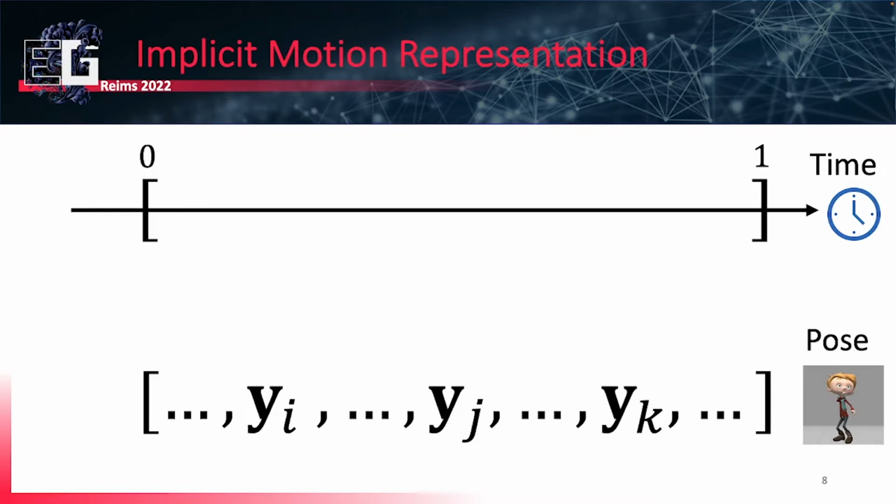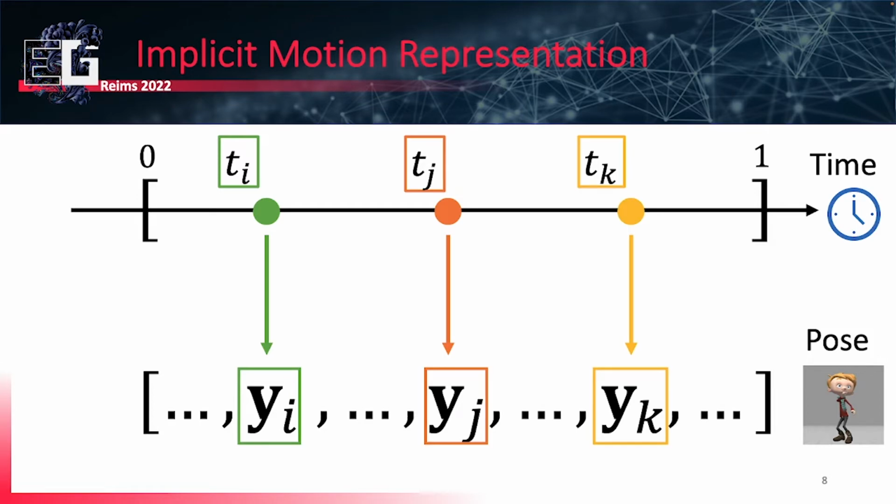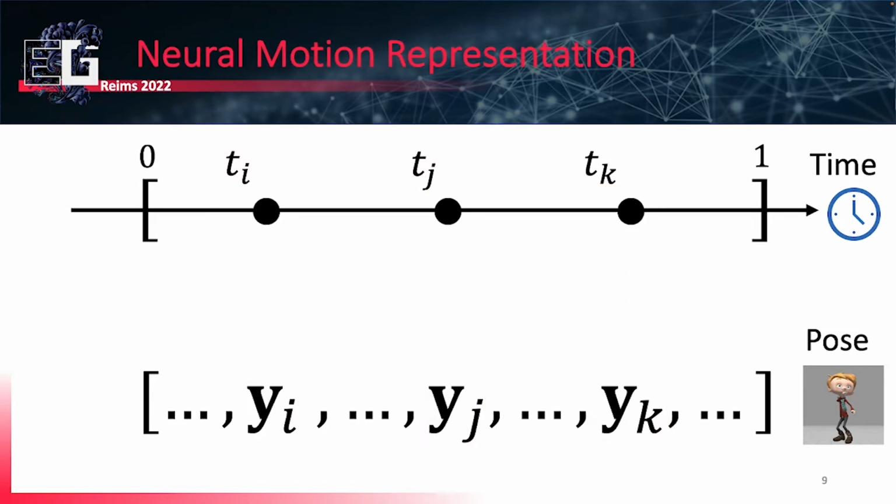Because character motions are often continuous, we can also think of the motion as a continuous function of time to pose. That means a time t in the normalized interval is mapped to the character pose y at the corresponding animation frame. We encode this function as a neural network. This means we train the neural net so that it predicts the character pose given any time in the normalized interval.